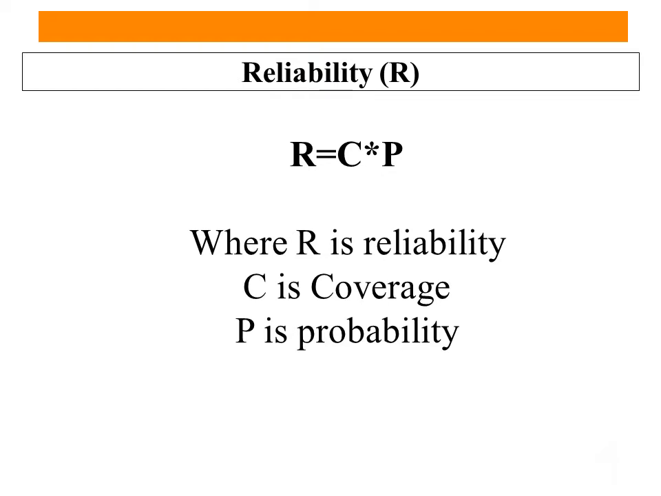This is the formula for reliability, where R = C × P, where R is reliability, C is coverage and P is probability. This is also related to the field of software testing as well as software engineering. So we can say that the broader area is software engineering, and under that, if we are talking about software testing and different types of software testing, then we can calculate reliability also.